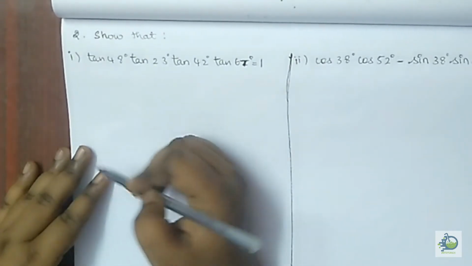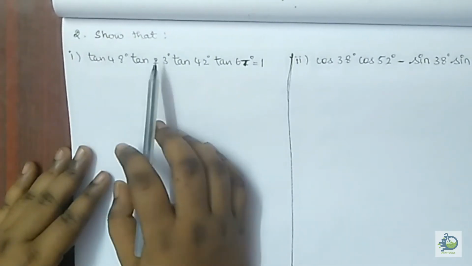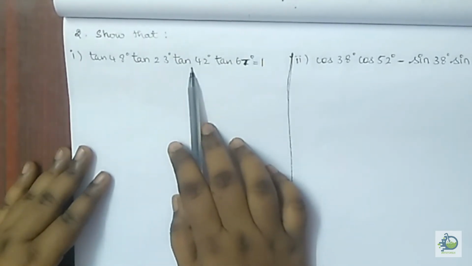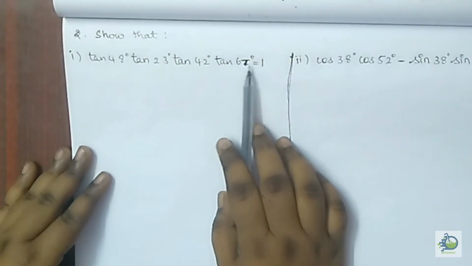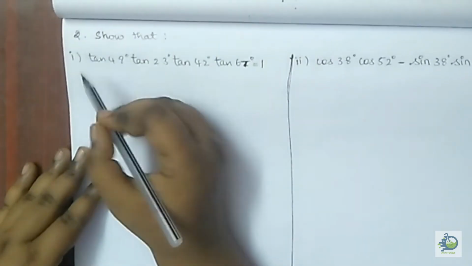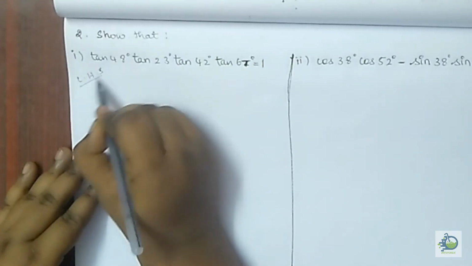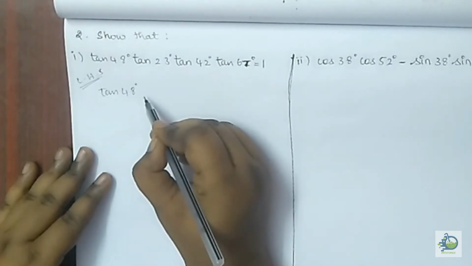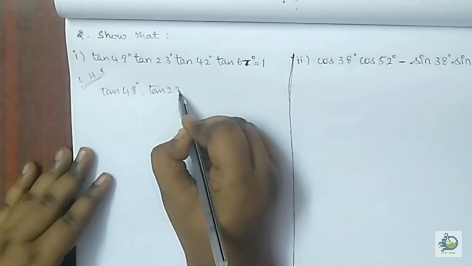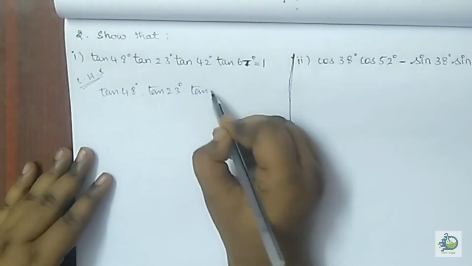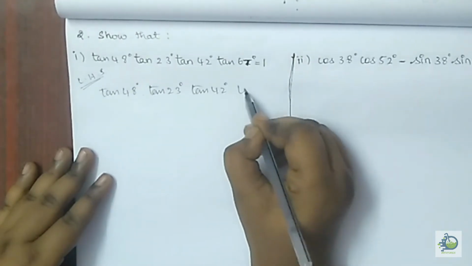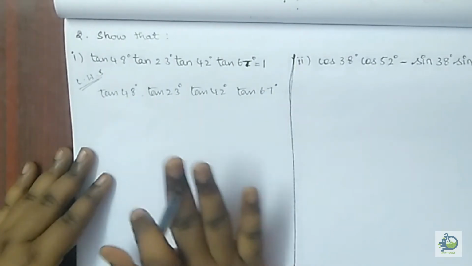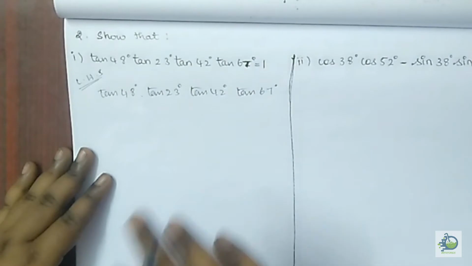Now let's move on to second question, first one. We have to prove that tan 48 degrees multiplied by tan 23 degrees multiplied by tan 42 degrees multiplied by tan 67 degrees is 1. So let us take the LHS. In the LHS, it is given as tan 48 degrees multiplied with tan 23 degrees multiplied with tan 42 degrees multiplied with tan 67 degrees. So we have to change certain things and prove that the answer becomes 1.